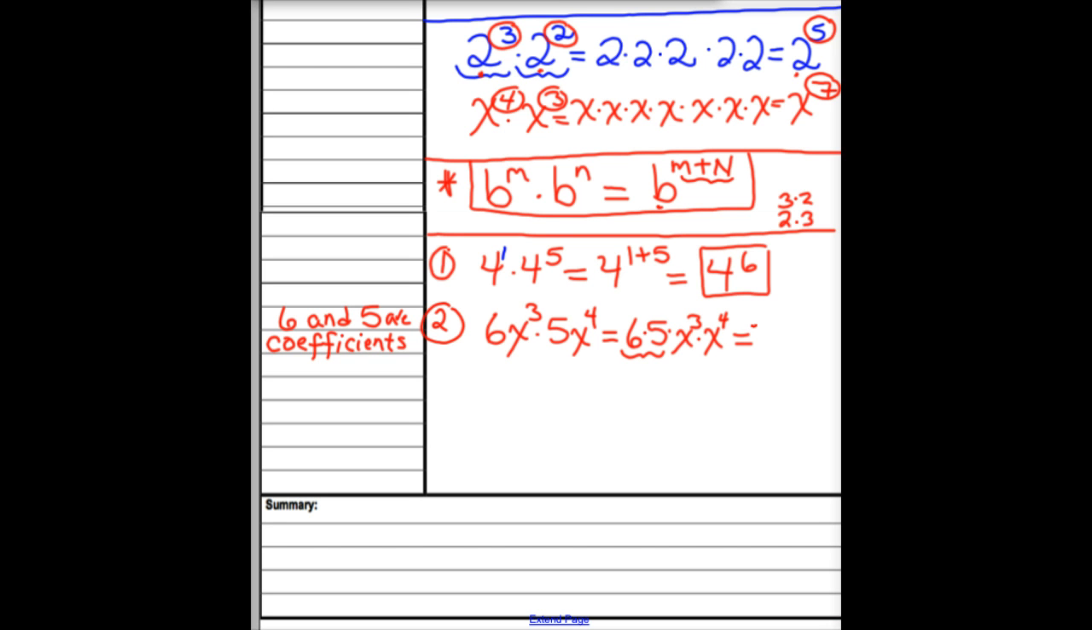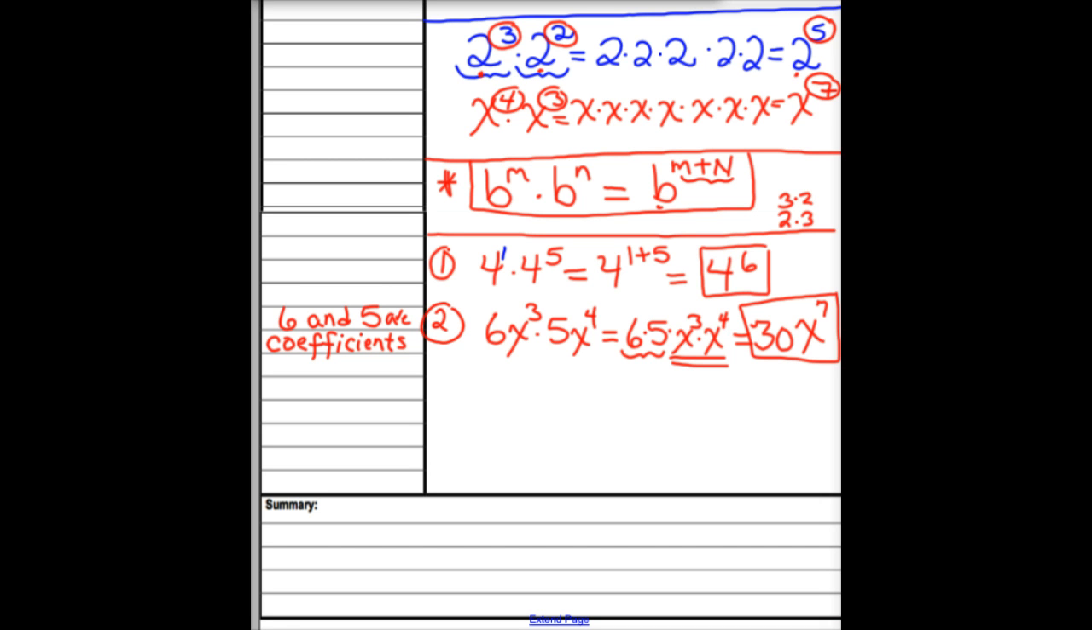6 times 5 is 30. We don't make it an 11 now just because we've been saying we add. We add the exponents when the bases are the same. So 30 would be my number out front, or my coefficient, and I'd have x to that. 3 plus 4 is 7.